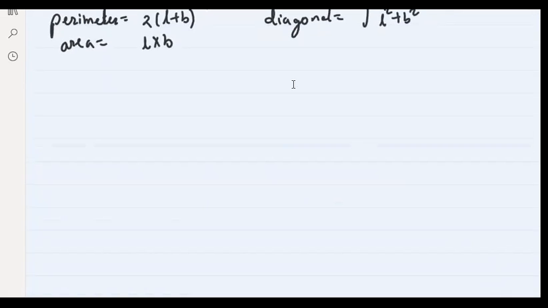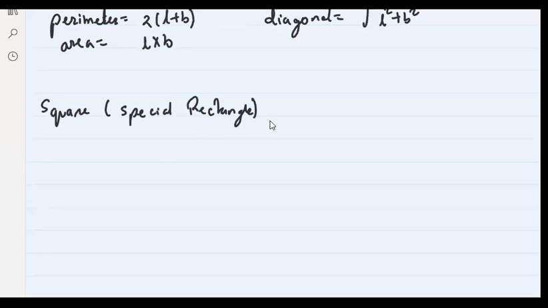No? So the next figure is square. So what is a square? A special rectangle where all sides are equal. Easy? Tell me guys, easy? So what is the perimeter? Tell me, what is the perimeter?